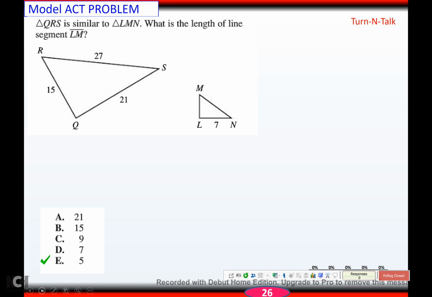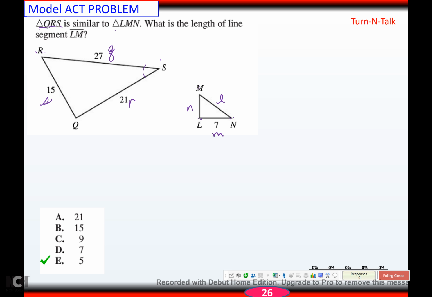And hopefully you got E. All right, I'm going to label these. They tell me that QRS is similar to LMN. What is the length of line segment LM? Which would be right here. This is what we're looking for. Well, that would be little n. Okay, this would be little q. There's big R, so this is little r. There's big S, so this is little s. Big N, big L, big M, little m.